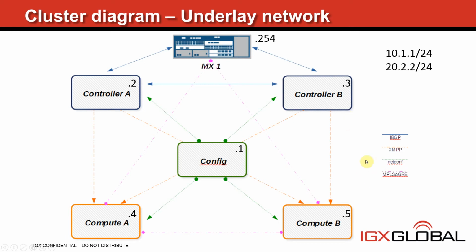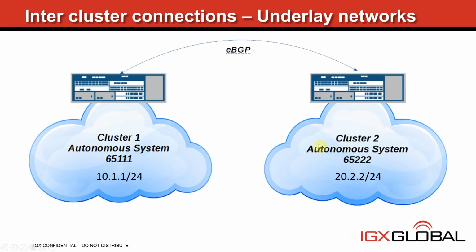Okay, so I have two clusters. They are running on their underlay network with these subnets to differentiate them. So one cluster 10.1.1.0/24 and the other cluster 20.1.2.0/24. The intercluster connections, so I have both clusters connected to one another using two MXs and one eBGP connection.